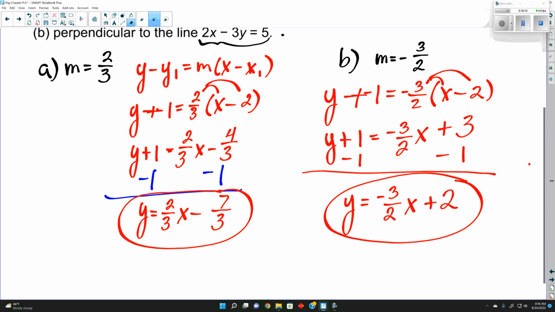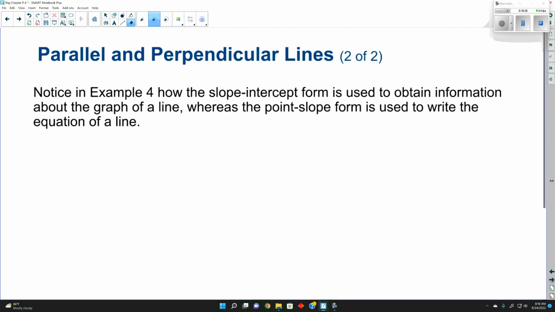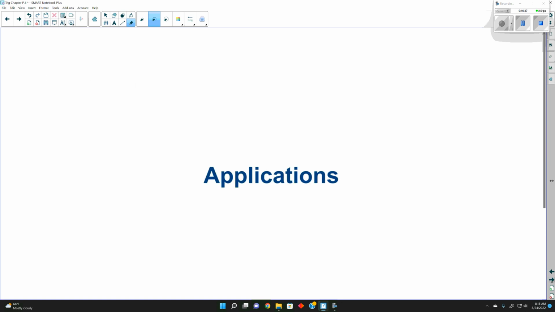Questions on this here? Questions on anything we've done so far? It's just not as bad stuff, unlike some of the problems yesterday or the day before. Notice in example 4 how the slope-intercept form is used to obtain information about the graph of a line, whereas the point-slope form is used to write the equation of a line. Yeah, they can be used in different ways.